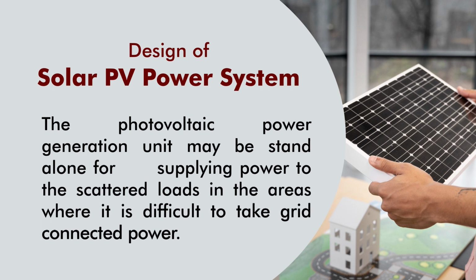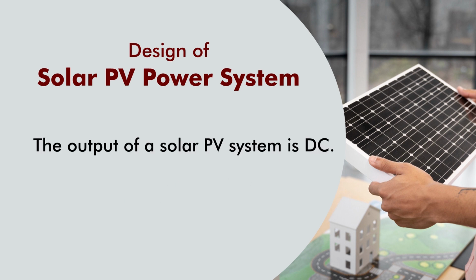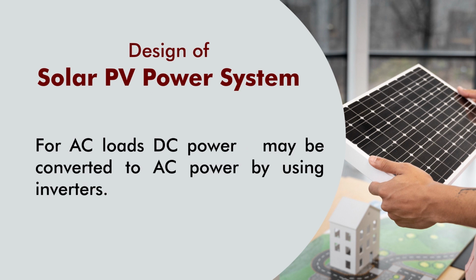The photovoltaic power generation unit may be standalone, supplying power to scattered loads in areas where it is difficult to take grid connected power. The output of a solar PV system is DC. So for AC load, DC power may be converted to AC power by using an inverter. A photovoltaic array consists of several solar cells interconnected in series or in parallel combination.